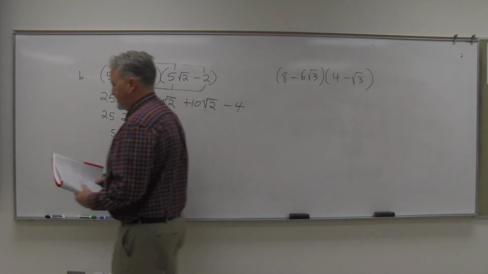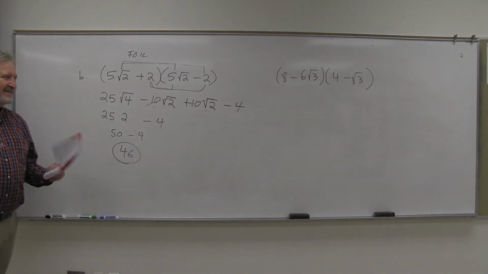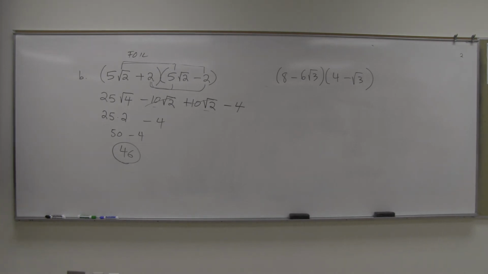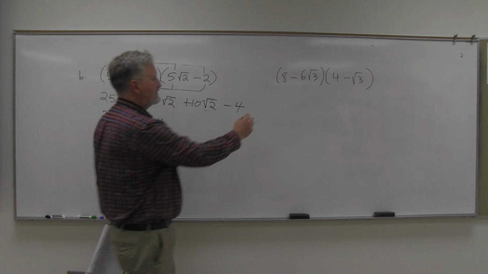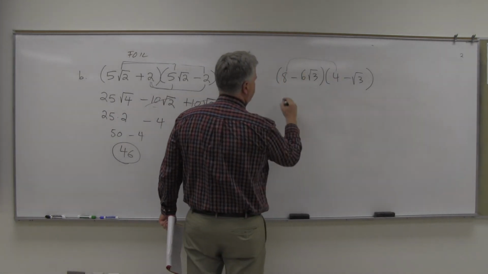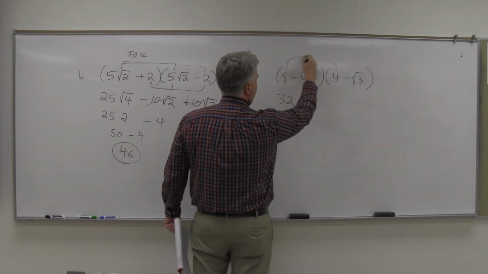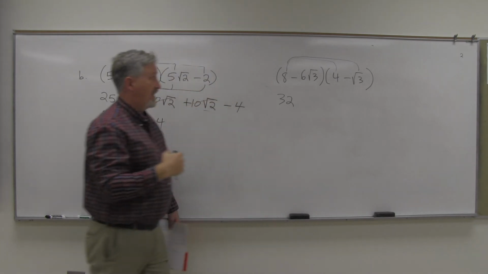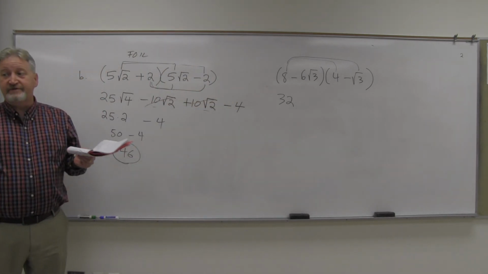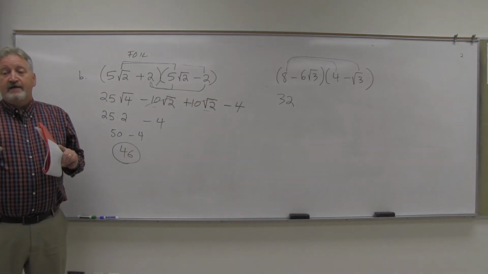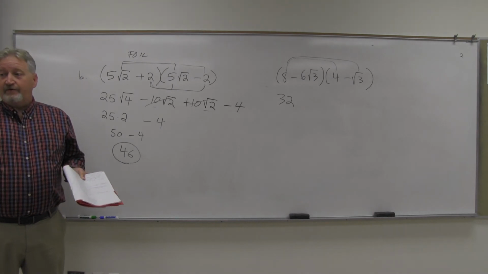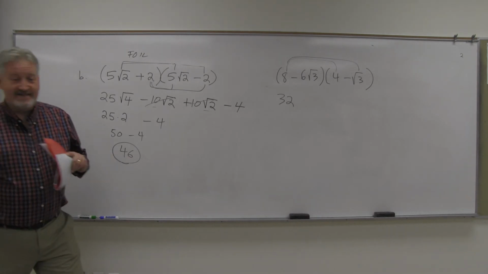Let's see what happens on this one. It doesn't, nice things happen, but not quite as nice. All right. So you got 8 times 4, 32. 8 times minus square root of 3. Well, can I actually multiply those numbers together? No. I just have to write it as 8 square root of 3, because one's an outside, one's an inside.